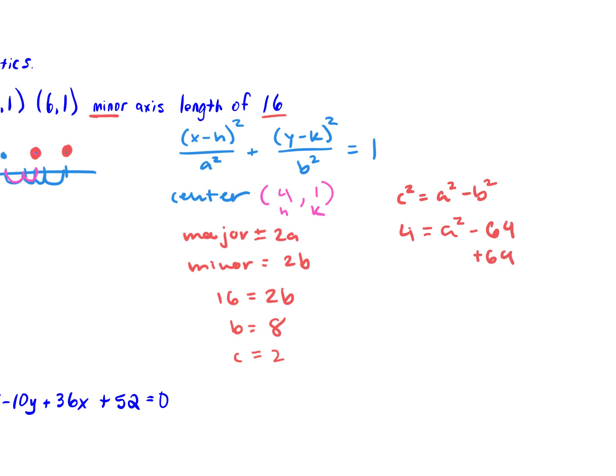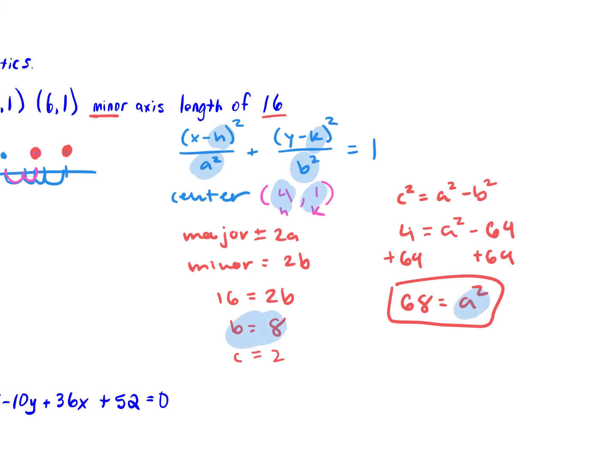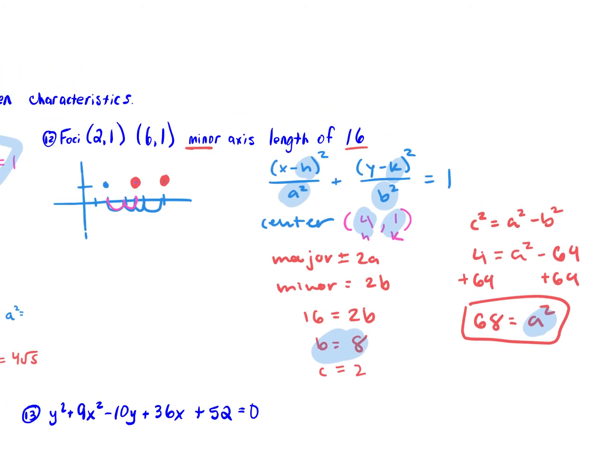Add 64 on both sides. So 68 is equal to a squared, which we really only need to plug in, so we don't even need to find a, so we can just circle it here. To plug in, you only need h, k, a, and b. We have h, k, a squared, and b, so we can find b squared. So let's go ahead and plug in everything we have.